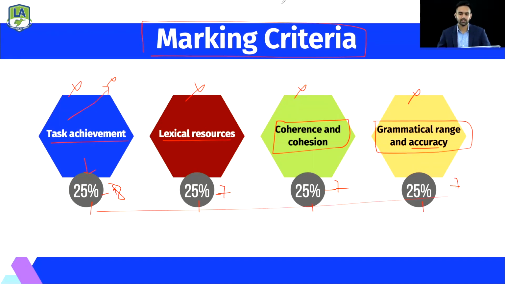I'll be explaining each and every parameter: what task achievement means, what lexical resources are, what coherence and cohesion is, and grammatical range and accuracy. I am going to tell you what you need to do in order to improve your band score in each of these parameters. Let's get started.